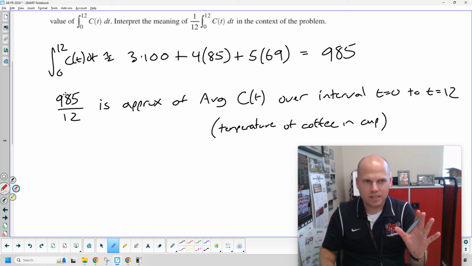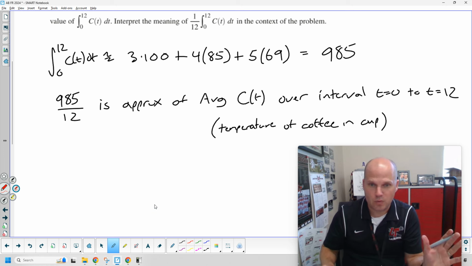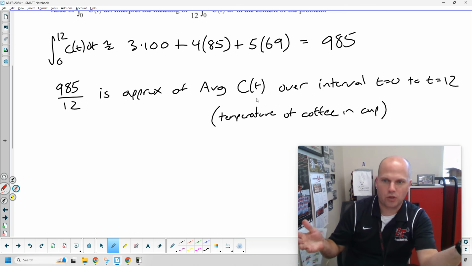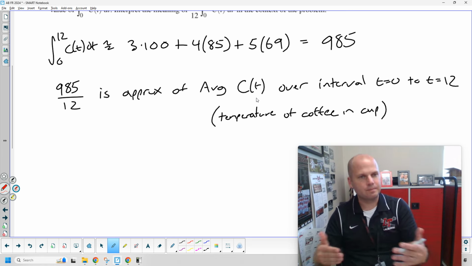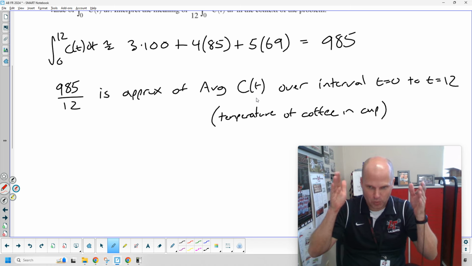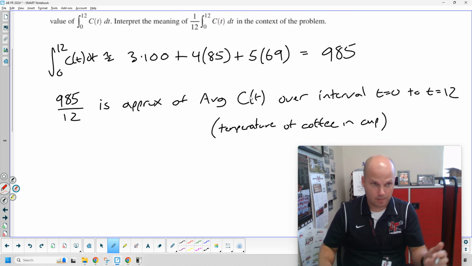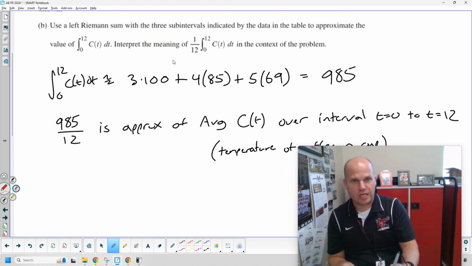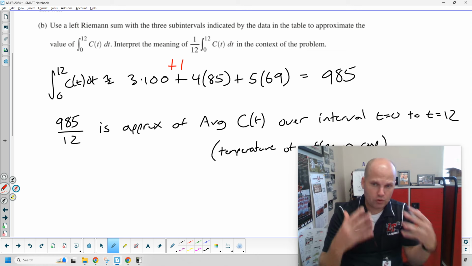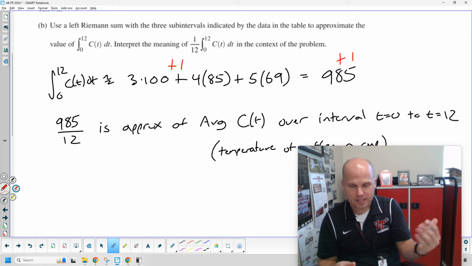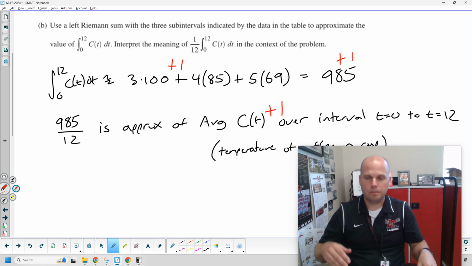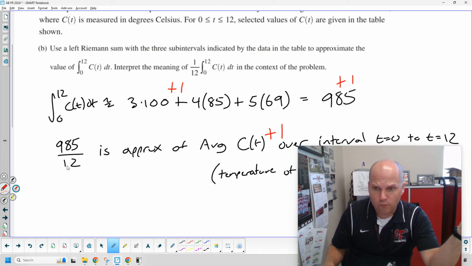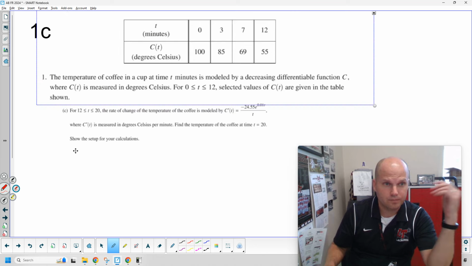They did not want 985 divided by 12, whatever that value is. They just wanted the meaning of it, and it's the average temperature of the coffee in the cup over the interval 0 to 12. Again, usually with tables they give you rates of change. I changed it up on you. I think this is probably worth 2, maybe 3 points. Usually they give points for the Riemann sum, the approximation, and the interpretation. So 3 points total for that, see where you fall. So we're at either 4 or even 5 points total.